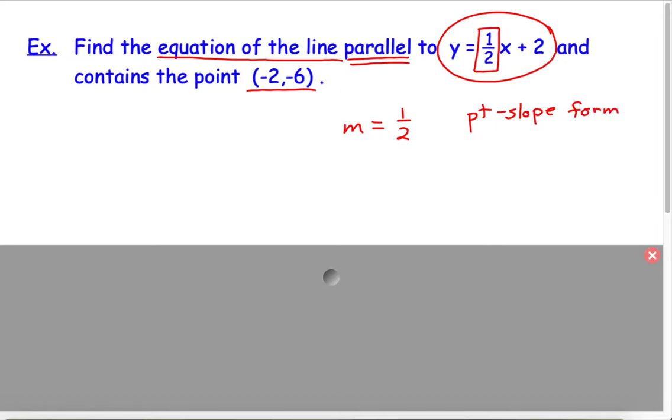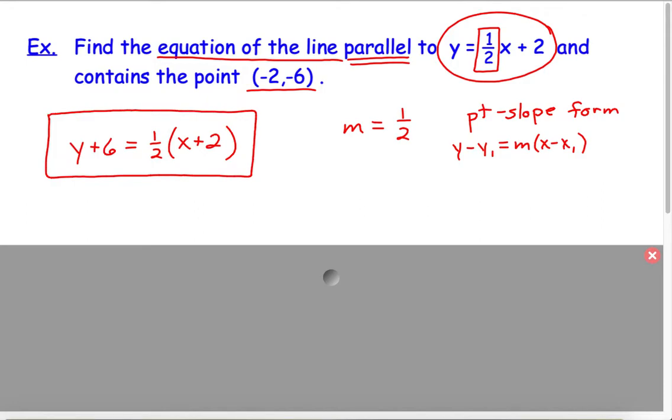So for point-slope form, remember what that looked like. y minus y sub 1 equals m times x minus x sub 1. And I know the m, and I have a point, so I can just go ahead and write it. y minus the y coordinate, which is 6, that becomes y minus 6, equals my slope, which is 1/2, times x minus the x coordinate, which is -2, so that becomes x plus 2.